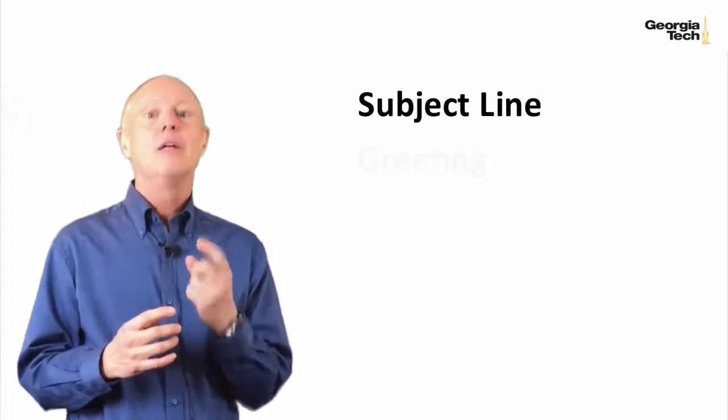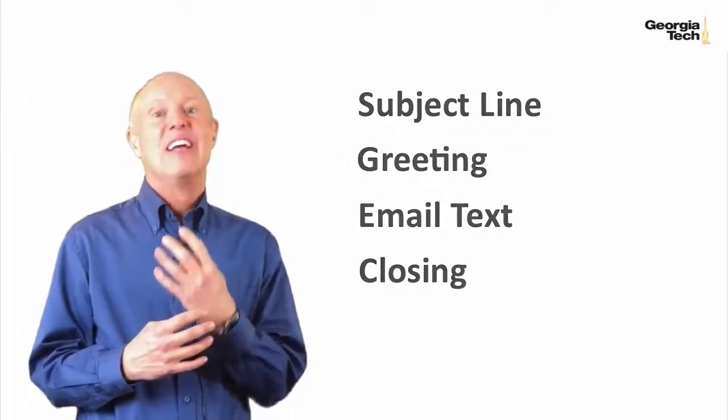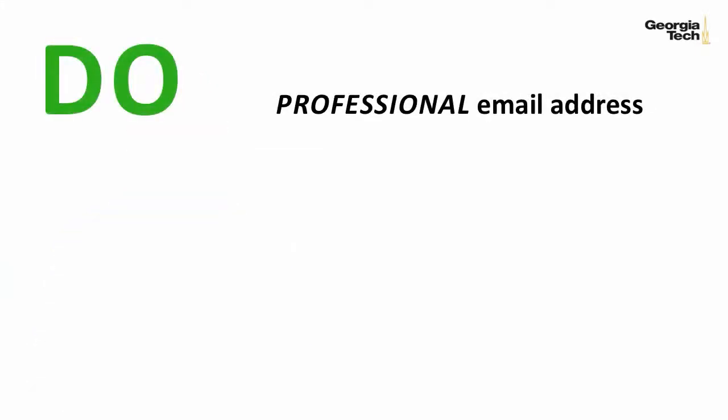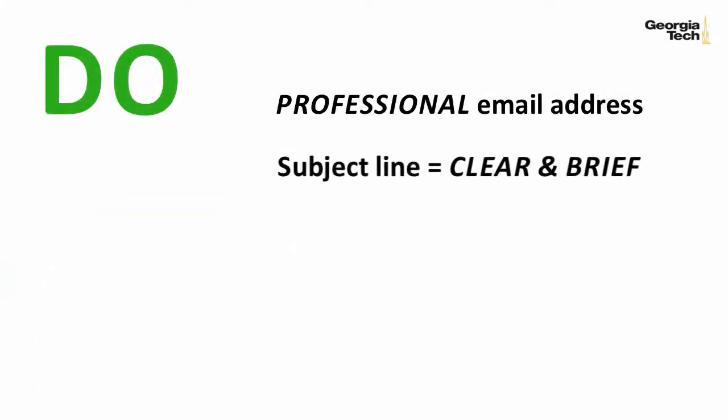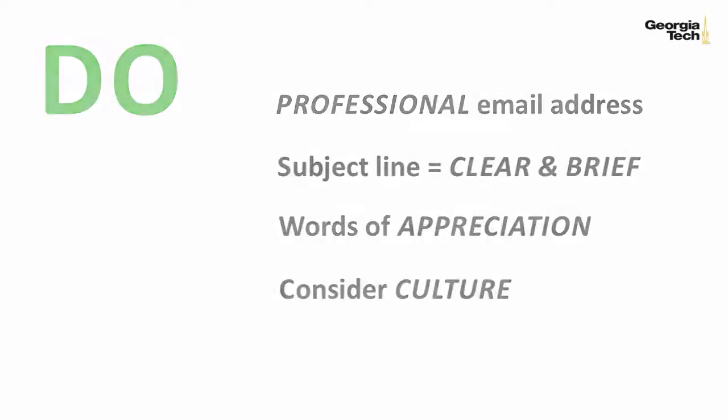So, let's review what we've learned in this lesson. First, there are 4 parts to a professionally written email: the subject line, the greeting, the email text, and the closing. And here are our do's and don'ts. Do have a professional email. Do make your subject line very clear and brief. Do add words of appreciation. And do consider cultural differences between you and your reader.